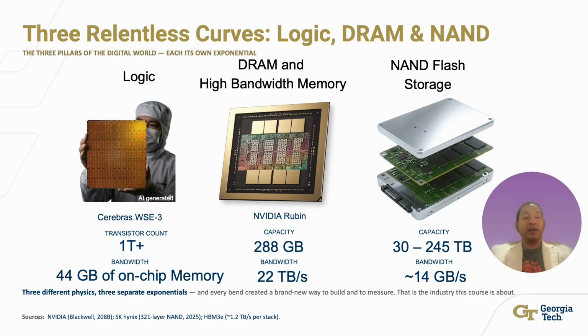A modern logic chip holds over 200 billion transistors. High bandwidth memory moves more than a terabyte of data per second, and the newest flash stacks more than 300 layers and close to 250 terabytes of data. Over the next three slides, we'll look at how each one got there.